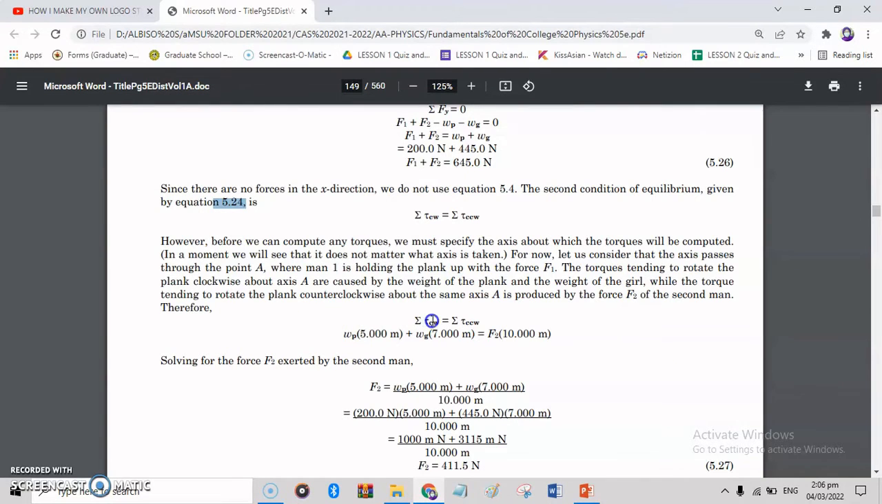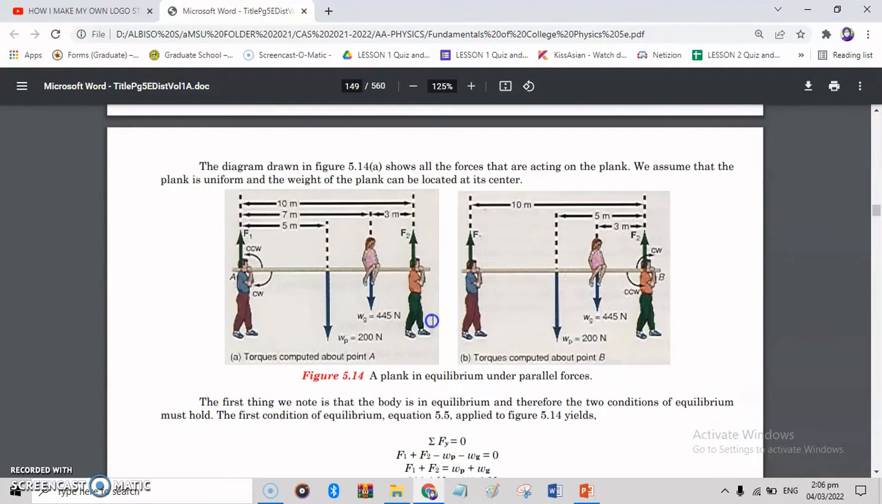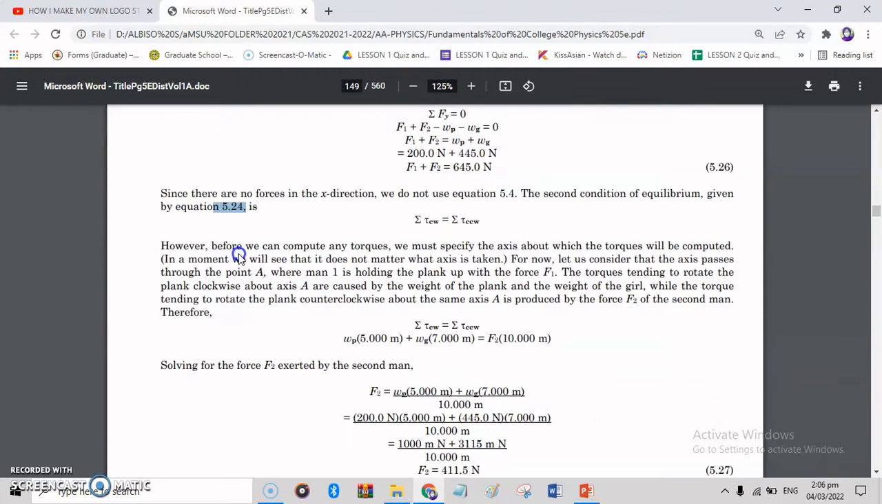So, torque clockwise. Paano nga yung clockwise? Mag-iikot siya according kay clock. So, ano yung clockwise na forces dito? Itong pababa, si WP and si WG. And also si F1. Okay?